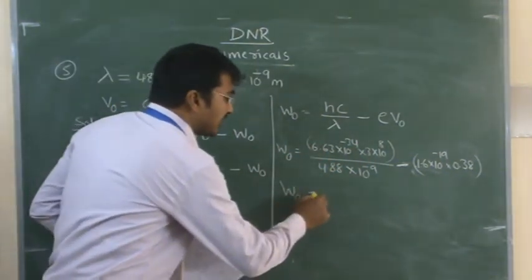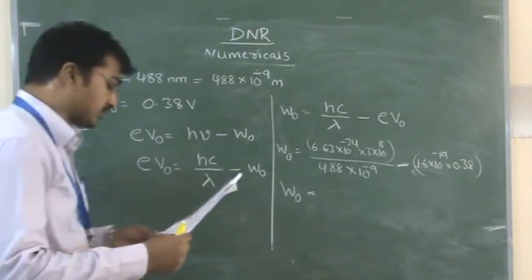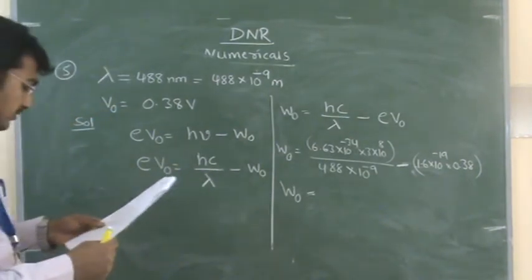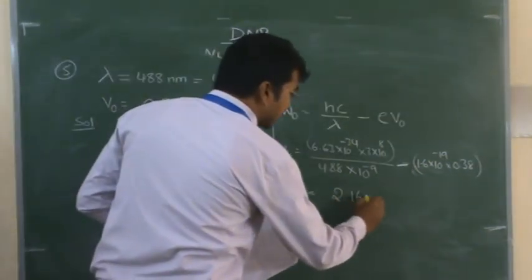So while calculating all these values, you will get a work function of 2.16 electron volts.